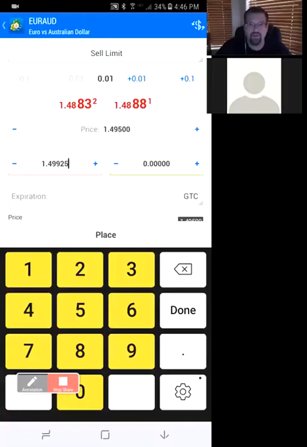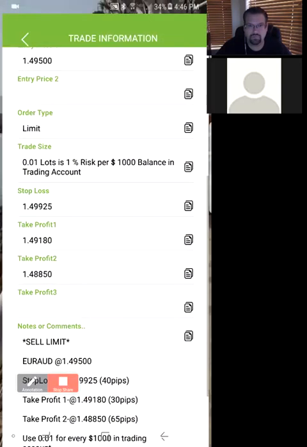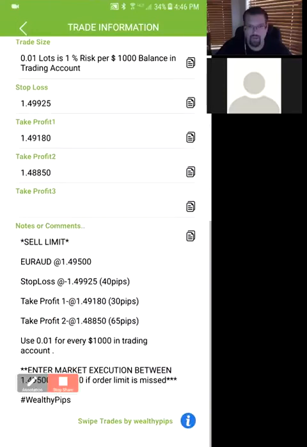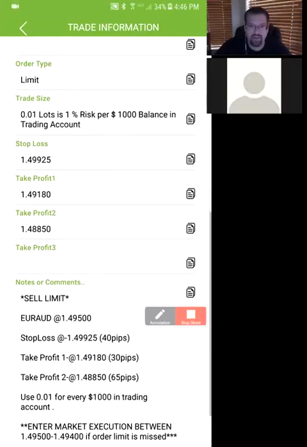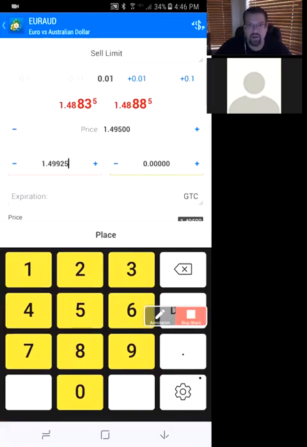Okay. So let's go back to the Swipe Trades app. If you scroll down, it says up top a little bit: use 0.01 for every $1,000 in trading account. So let's go back to your MT4. Let's just do $1,000 because that's what I'm doing. So 0.01 per $1,000, and you're already right there. That's the size you should be at for this trade. You should be at 0.01 because you have $1,000 in there. Does that make sense? Yes, it does. Cool.